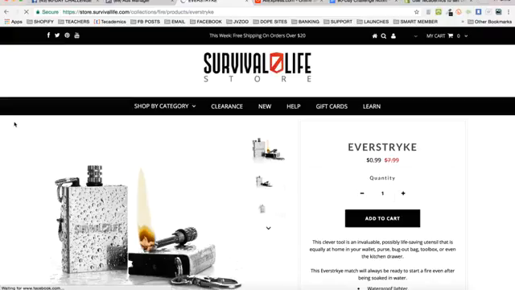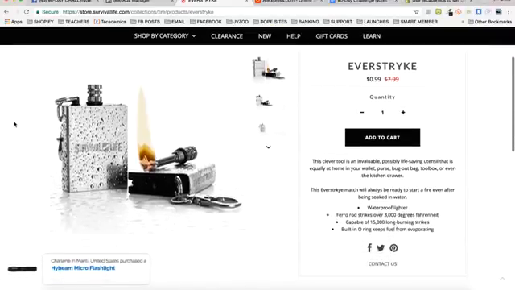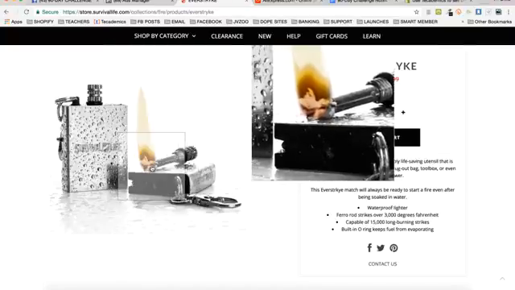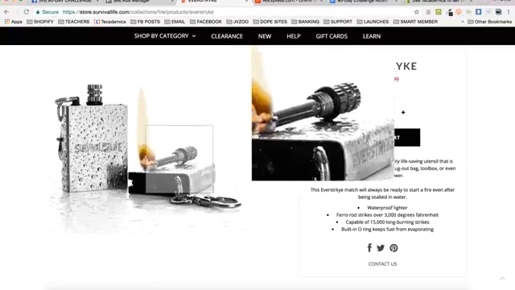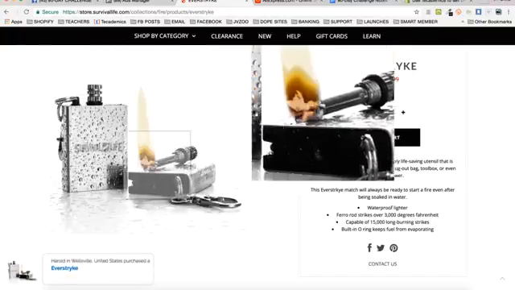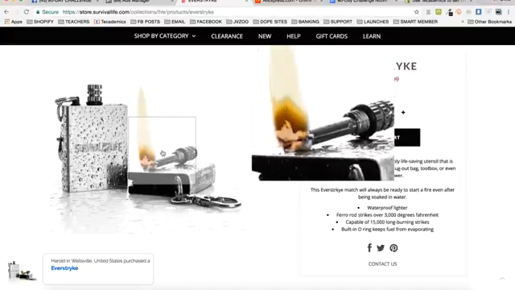So you can see here, let's go look at this product. They're going to call this one EverStrike. This clever tool basically fits anywhere, and you can start a fire without matches, even if it's been soaked in water. It has like a little fluid in here, like a little canteen fluid to start a fire. It's got a little flint scraper.